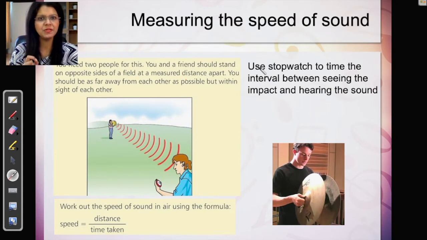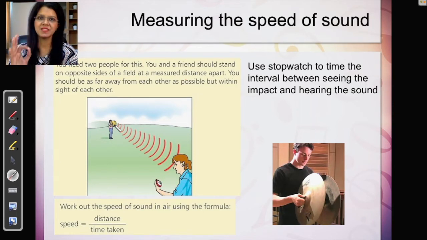So what are you going to do? Use a stopwatch to time the interval between seeing the impact and hearing the sound. As soon as you see the other person banging the cymbal, you start the stopwatch. And when you hear the sound, you stop the stopwatch. Because seeing will happen immediately, the light travels very fast, but the sound will take some time to reach you.